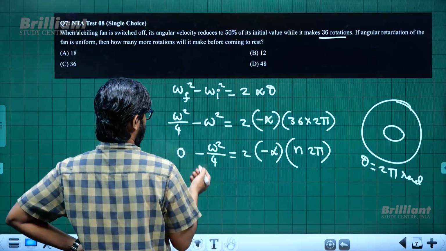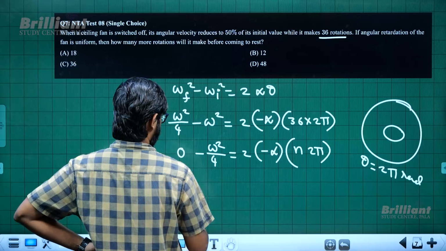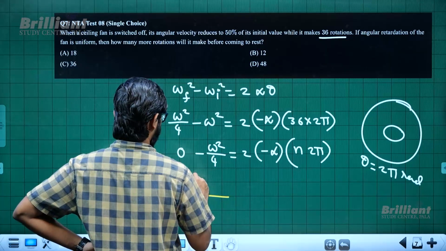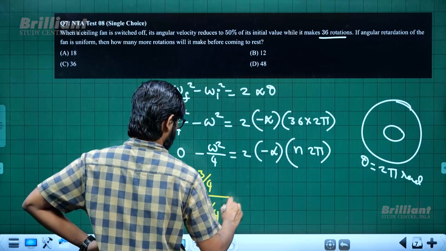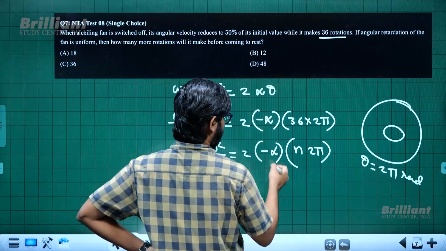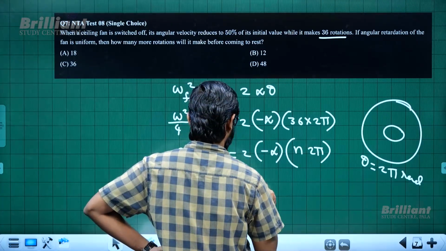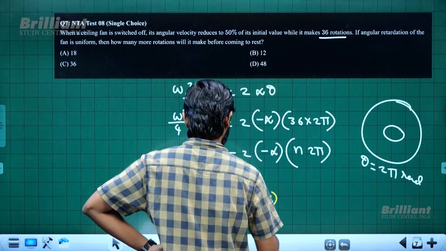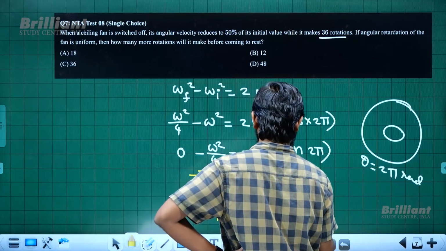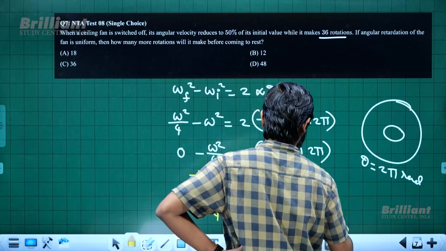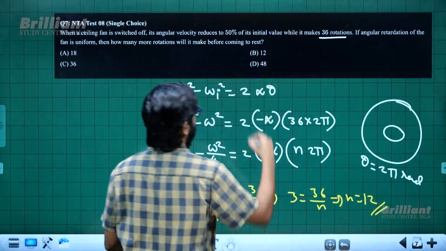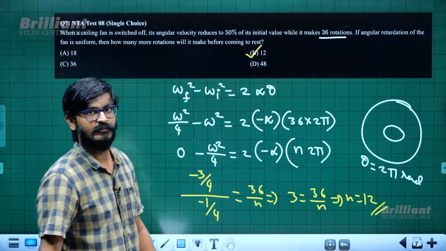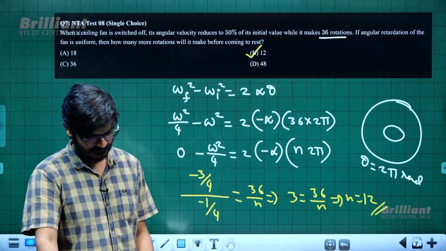Right? So when I take the ratio, this will turn out to be minus 3 by 4 omega square, this will turn out to be minus 1 by 4 equals 2 minus alpha 2 pi, so 36 by n. So you will be getting 3 equals 36 by n, so n equals 12. Further 12 rotations will be happening from omega by 2 to 0, right?